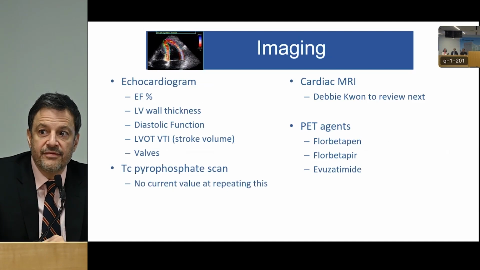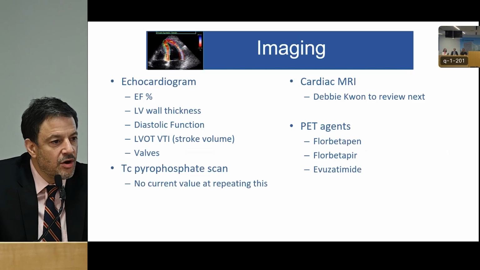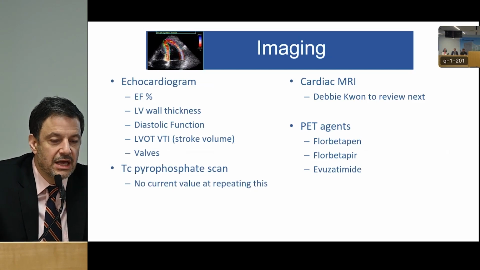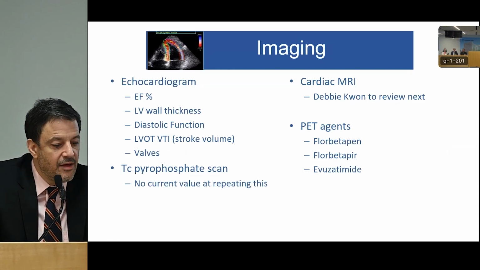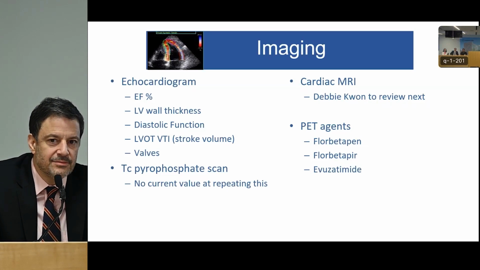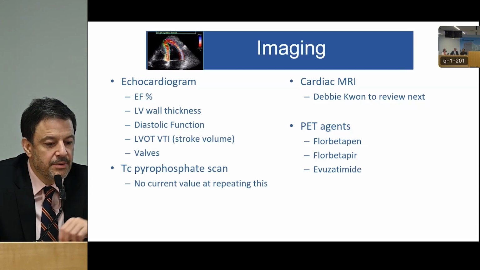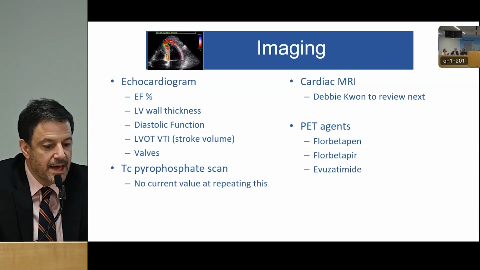And just to finish off, the third part, and you can see I didn't focus on this much, is looking at the imaging. And often these echoes don't really change that much. You can look at the ejection fraction, the wall thickness, the diastolic function, the LVOT VTI, look at the valves. In general, I don't get this more than once a year. The patients really want it, but oftentimes it doesn't give me tremendous information. Repeating a PYP scan over time right now is not validated. We don't do that. We have seen regression in the uptake, but we don't really know what that means. So we don't do that.